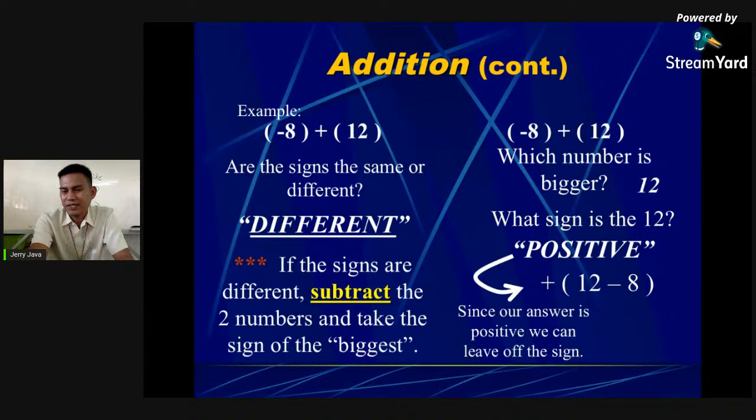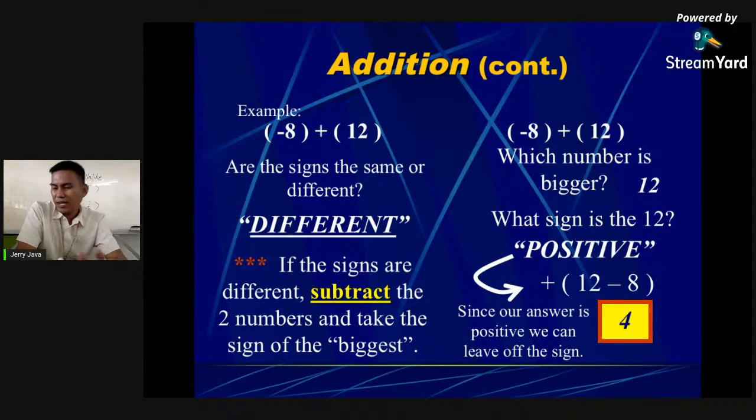So, negative 8 plus 12. That would be 4. And for a positive number, pwede na siyang walang cross sign o plus sign, pwede siya meron or wala. So understood na po, pag walang sign a number, that means it is positive. So that's 4. Okay?